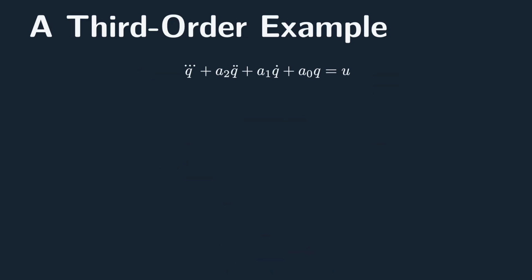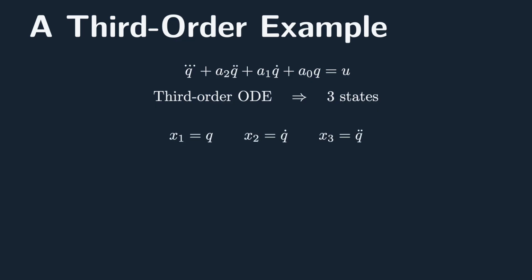The same conversion method works for higher order ODEs. For example, suppose we have a third order ODE with input u. The equation is third order because the highest derivative is q triple dot. So we need three state variables. A standard choice is x1 equals q, x2 equals q dot, and x3 equals q double dot. The first two state equations come directly from these definitions. x1 dot equals x2 and x2 dot equals x3.